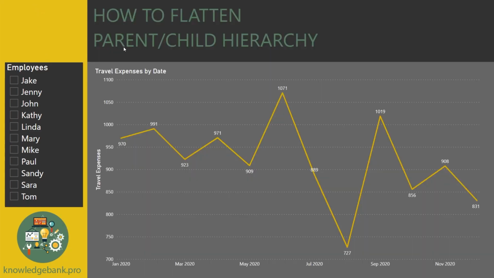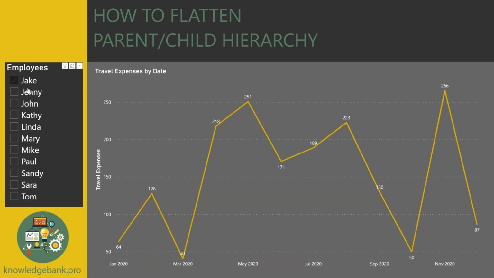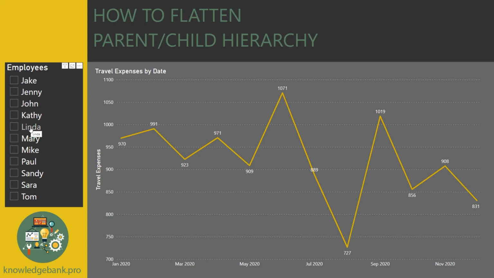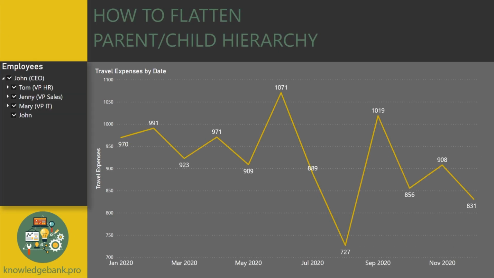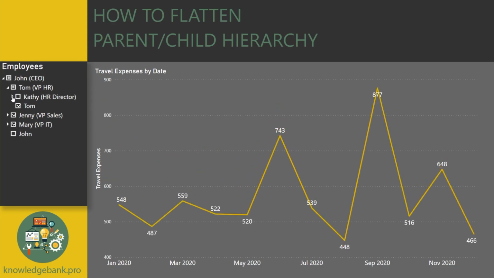So without having a roll-up, if I just drag my employee name in the slicer, I can take a look at all of my employees and see what the travel expenses are. But you see, by default, it doesn't show things hierarchically. However, in this example, we do have a hierarchy where John has these direct reports, Tom, Jenny, and Mary. Tom has a direct report of Kathy, and Kathy has 2 analysts, Linda and Paul.